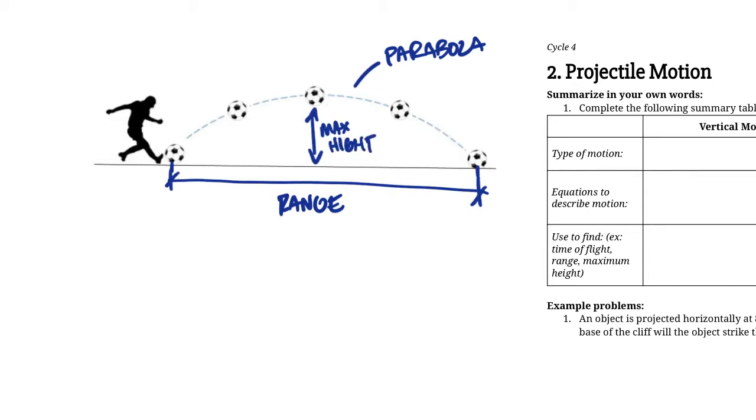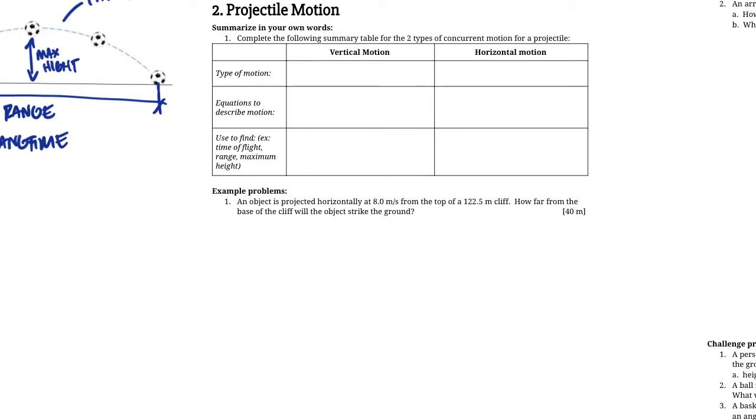And then also you might hear it called hang time. Hang time is the length of time that the ball is in the air. So it's basically the length of time it takes for the ball to cover the whole range, right? So those are some of the terms we're going to use when we're talking about projectile motion. Let's go to a problem. So we're going to skip this table for a second. We're going to come back to that. But let's go straight to a problem.